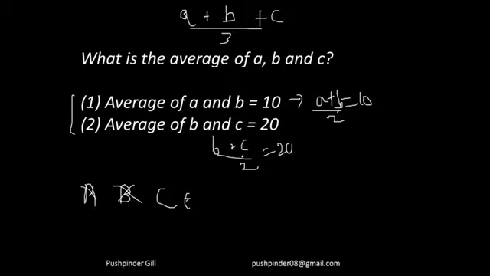From here I know the value of B plus C. I've got two equations but three variables. So can I find the answer? Even if you try algebraically, you won't be able to find the answer. That means my answer is option E. So you understood the premise of a data sufficiency question. That's my main objective of this video.